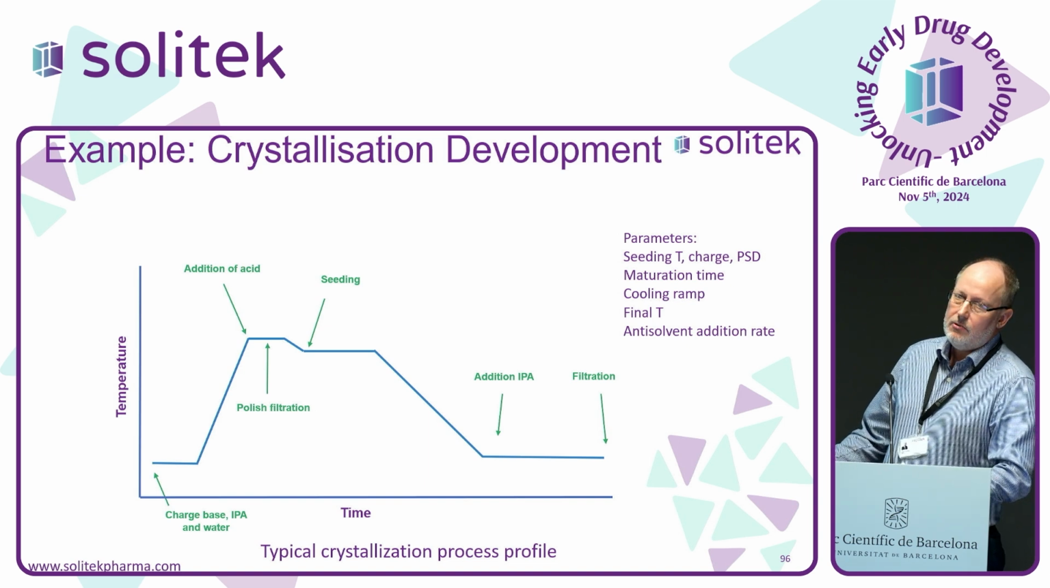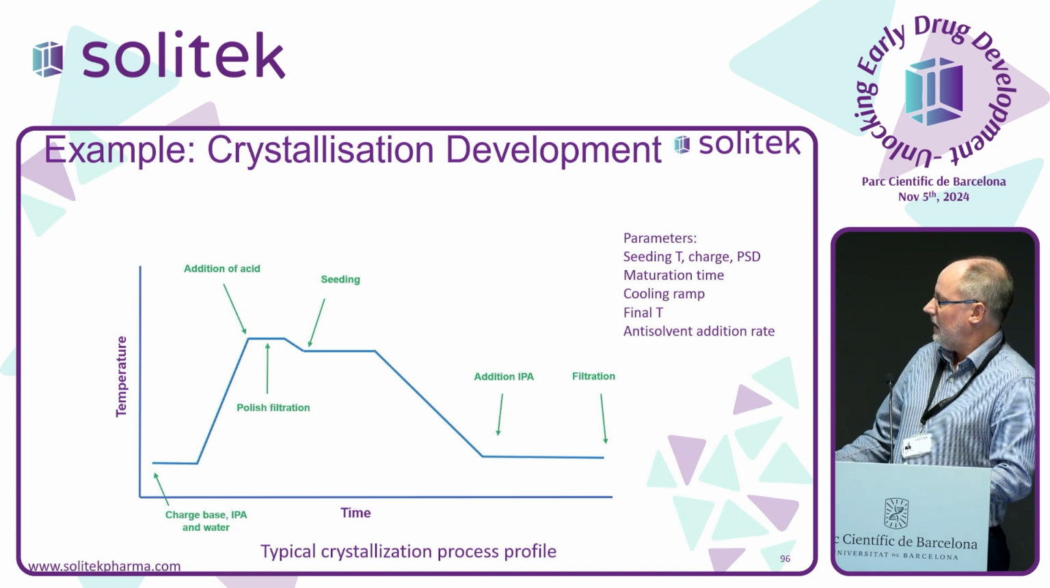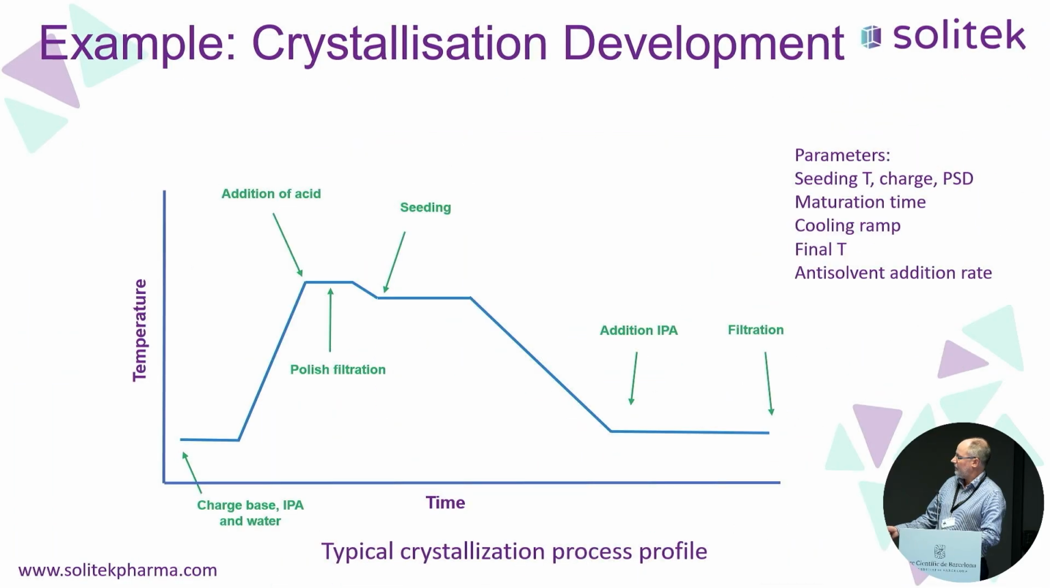Then we're probably going to cool down and seed. There'll be some aging time, a cooling ramp. Anti-solvent addition could happen here, and a final filtration. And so there are a number of different parameters we can consider, right? There's the seeding temperature, the seeding charge, the particle size of the seeds, the aging time, cooling rate, or volumes. All of these are parameters we have to consider.